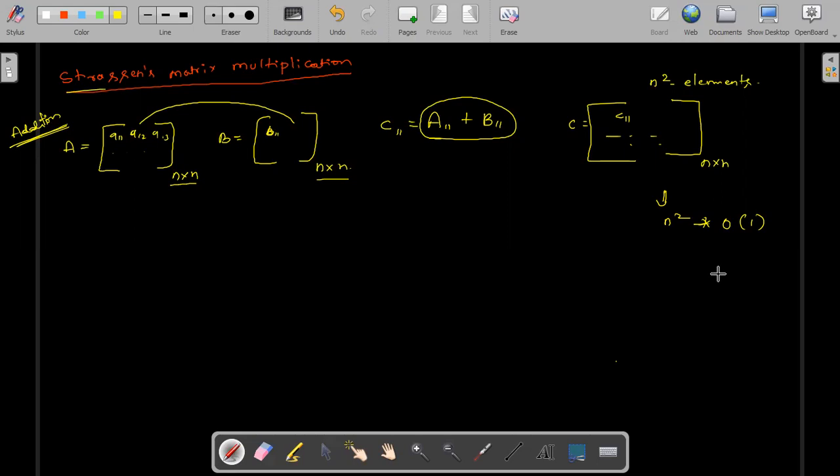The reason is very simple. We have to use the for loop two times. That is why we get n square elements. Again, one more important thing we need to understand. Suppose I wanted to add A and B. This is the formula I will use: if I want C11, I do A11 plus B11. One thing we need to understand is how much time it takes to add A11 and B11.